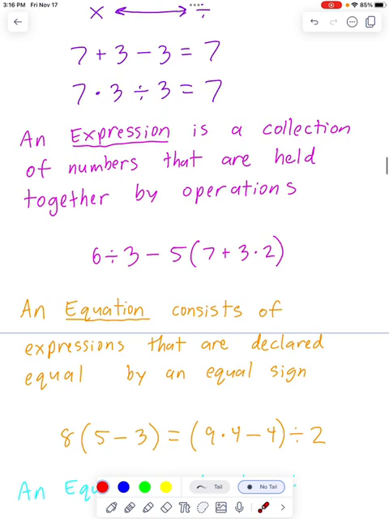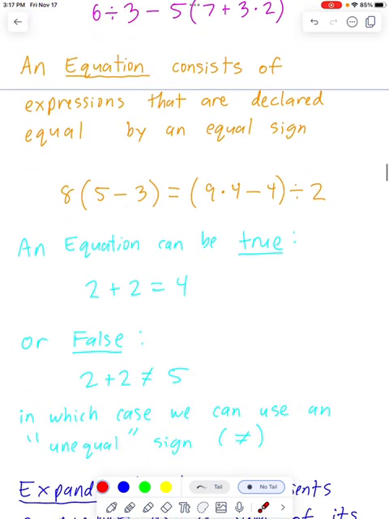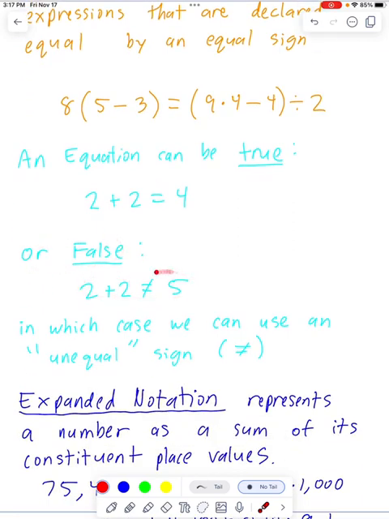Now, an expression is a collection of numbers that are held together by operations, such as this. An equation consists of expressions that are declared equal by an equal sign, such as like this. An equation can be true, such as this one, or it can be false, such as this one, in which case we use an unequal sign.